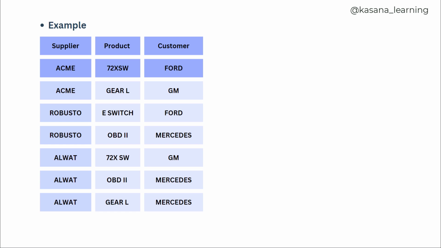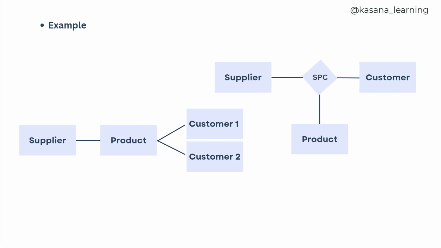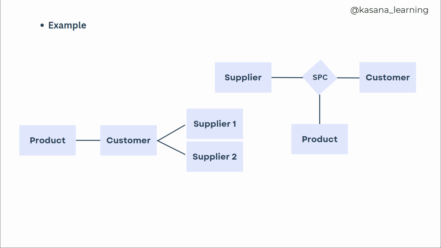Let's take an example. Here in this table, we have supplier, product, and customer as three attributes. And via an ER diagram, we can represent them like this because there is a ternary relationship between them. As per the ER diagram, we can say a given supplier can supply a given part to one or more customers. Similarly, a given customer getting supplied by a supplier can have one or more products. Or a given product used by a customer can be supplied by multiple suppliers.